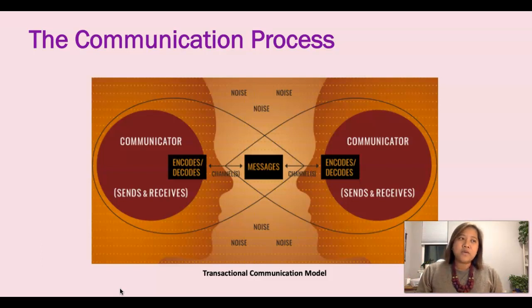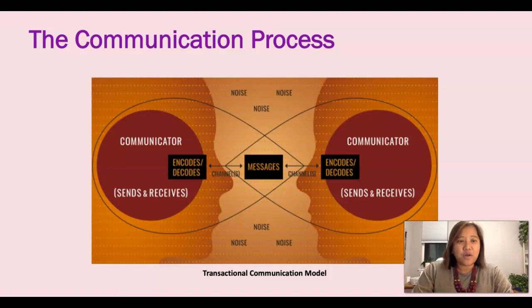Or the noise can happen inside as well. For instance, as I'm talking, I may be distracted, I may be thinking about something else, or I may be a bit sleepy right now, so I am not concentrating really well. So those are the noises that can happen as we are having our communication process, and that may impede the communication that we have with the other person.